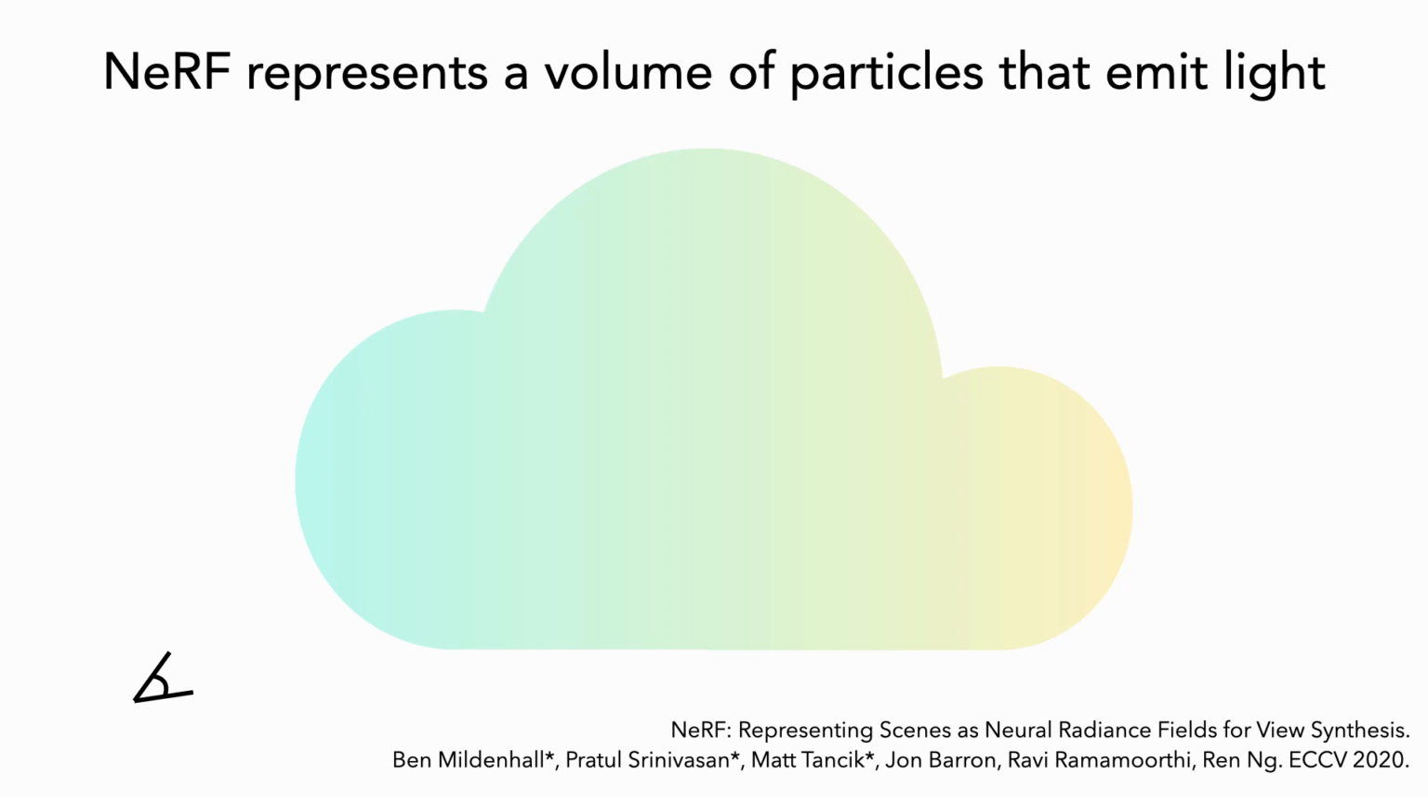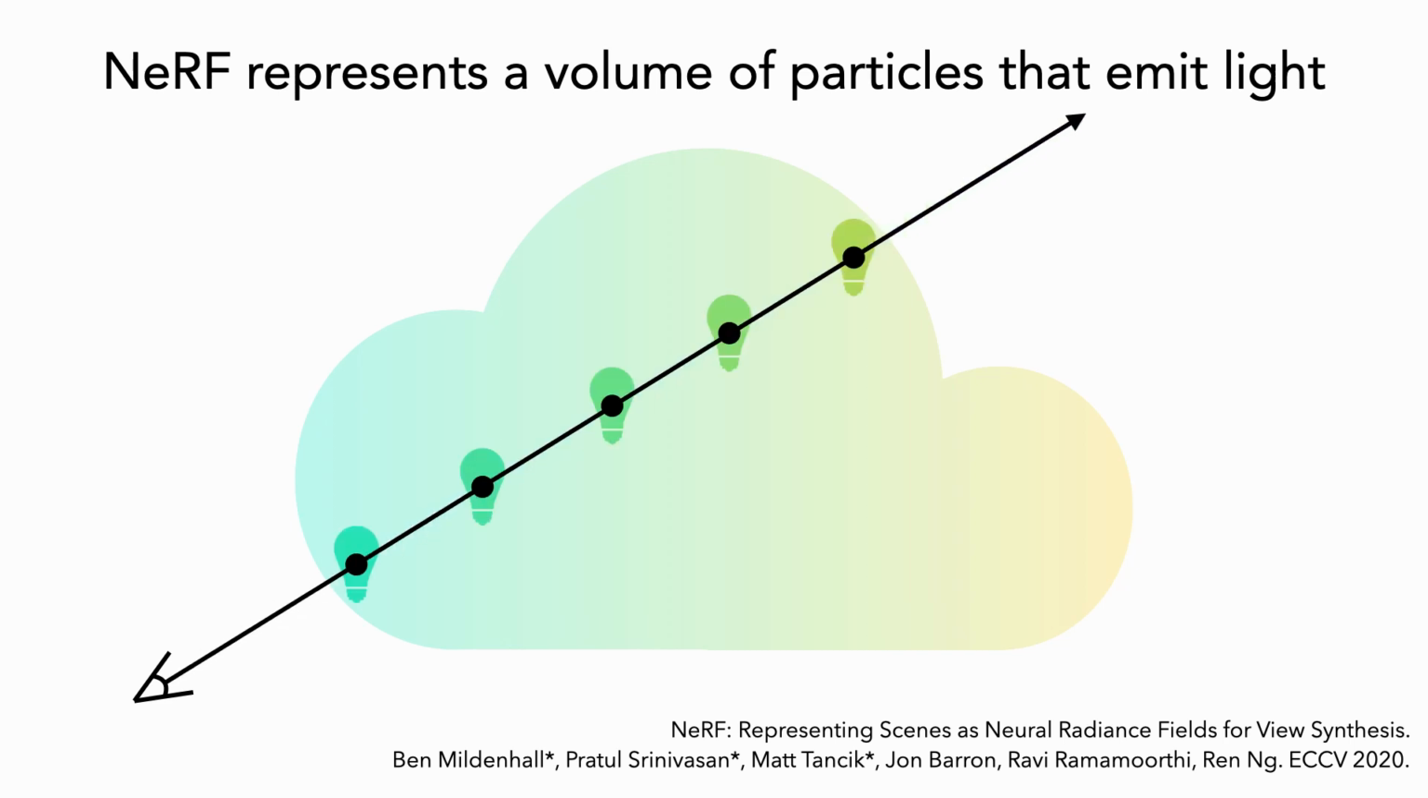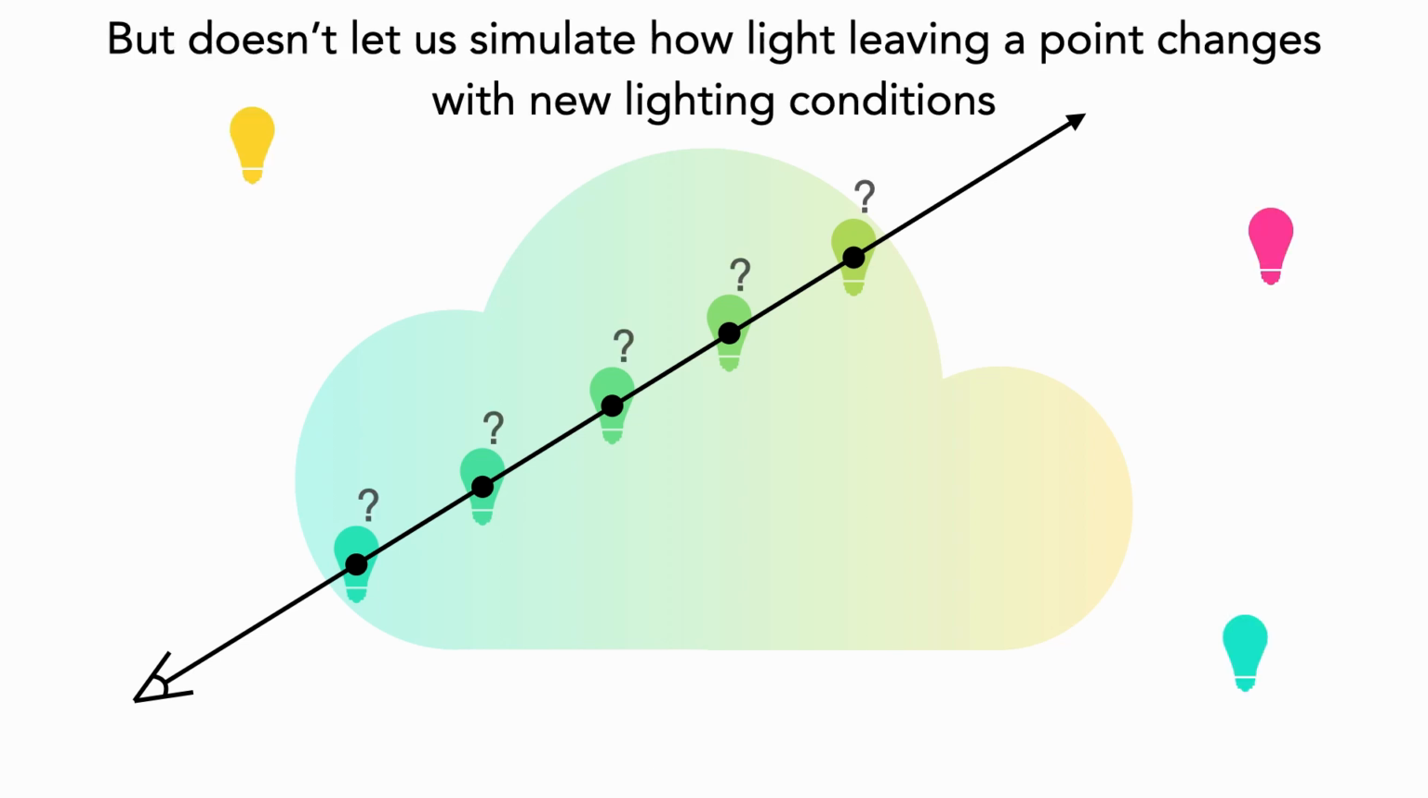So we can think of NeRF as representing a scene as a continuous volume of particles that emit light. And rendering a ray that passes through a NeRF representation is pretty simple. Right, we just sample points along the ray, and the final color is a sum of light that's emitted by particles at each point, multiplied by how much that point is blocked by the closer samples. And NeRF works well for rendering the same scene from novel viewpoints, but it doesn't really give us a way to simulate how any point's appearance will change with new lighting conditions.